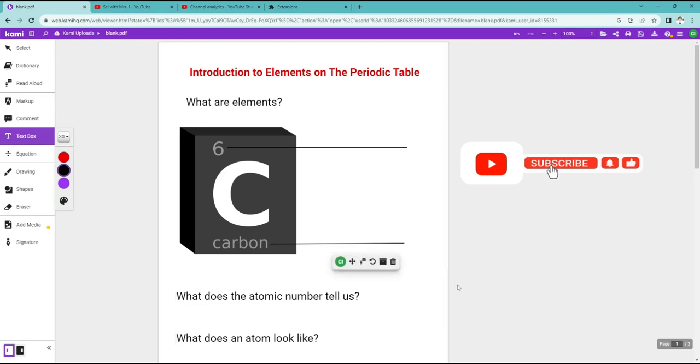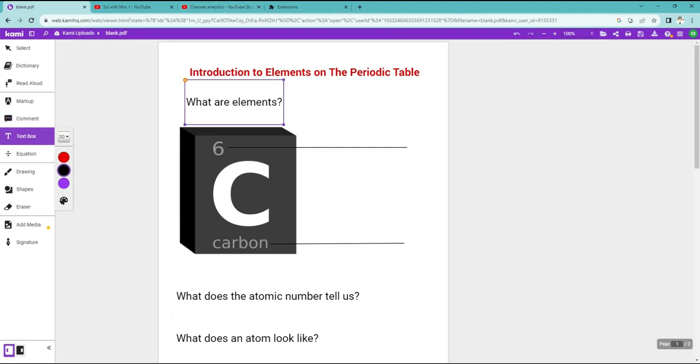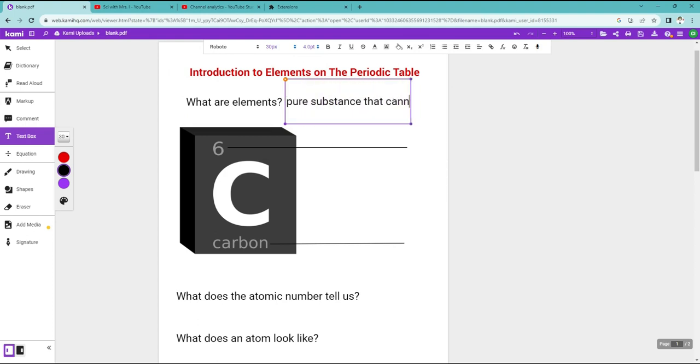Guys, so today we're going to look at an introduction to elements on the periodic table. So what are elements? Well, elements are the purest form. If we're talking about an element, we're talking about a pure substance that cannot be broken down either physically or chemically.